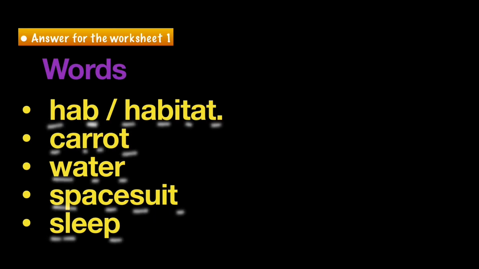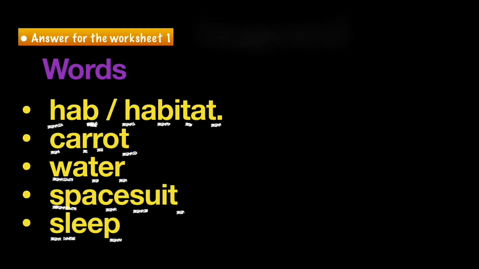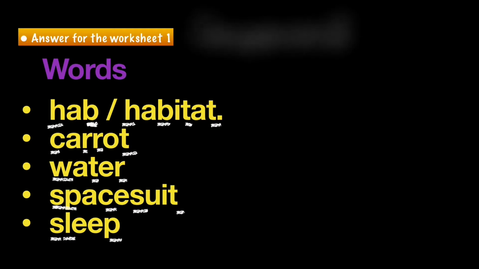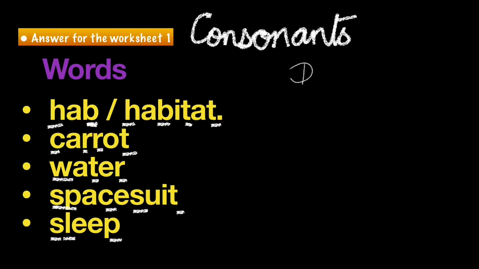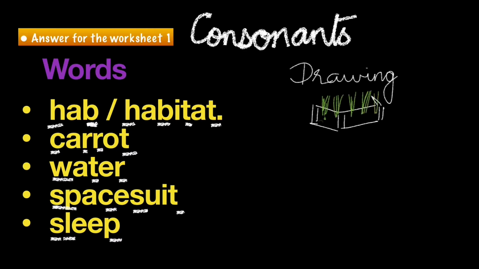A consonant is a letter other than the vowels. Vowels are A, E, I, O, U. Other than these 5 letters, you can have a word ending with a consonant. Okay, children, the drawing is your own idea. It can be anything. It is just for the fun of doing a worksheet.